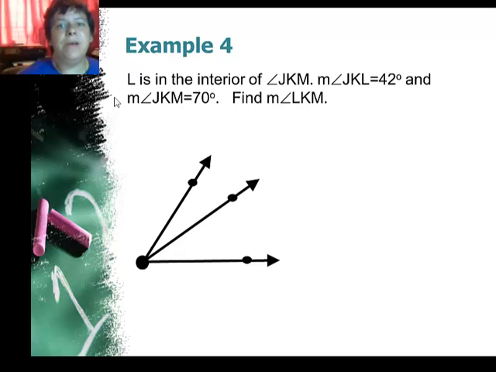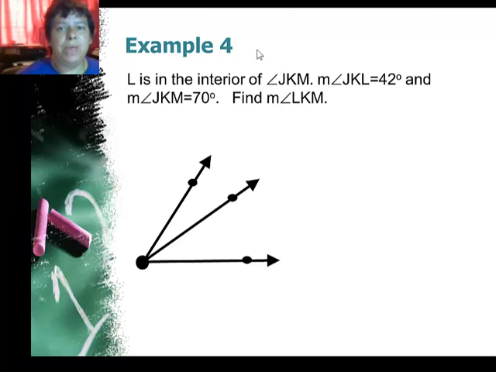It says here L is in the interior of angle JKM. And the measure of angle JKL is 42, and the measure of angle JKM is 70. They want you to find the measure of angle LKM. So if you have the notes that I handed out, or if you're taking your own notes, really there was no picture associated with this problem.